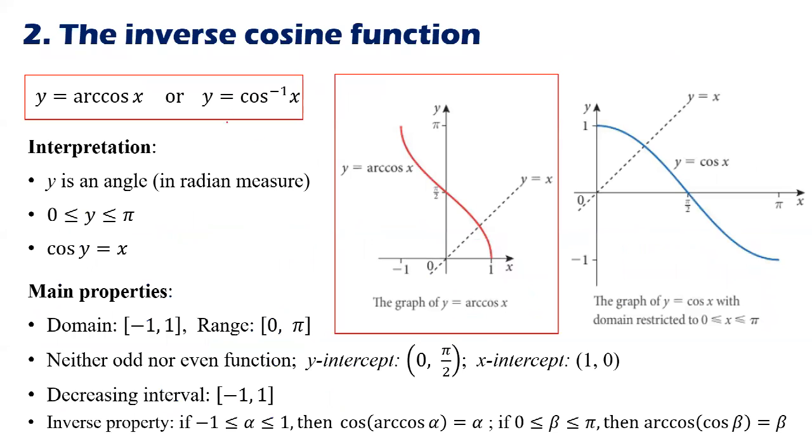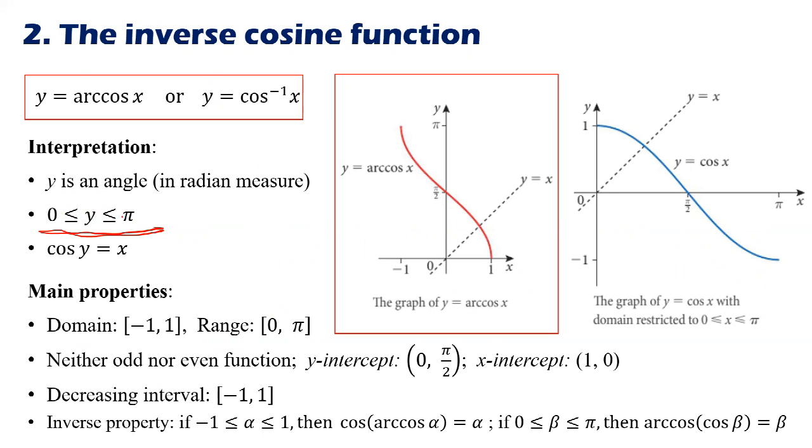Okay, next let's have a look at the inverse cosine function. So similarly, the inverse cosine function can be expressed as y equals arccosine x, or y equals cosine inverse x. The interpretation of y equals arccosine x is as follows. First of all, y is an angle, right? Second, this time, unlike the arcsine function, the angle y here lies between 0 and pi inclusive. Okay, so note here, this is different from the arcsine.